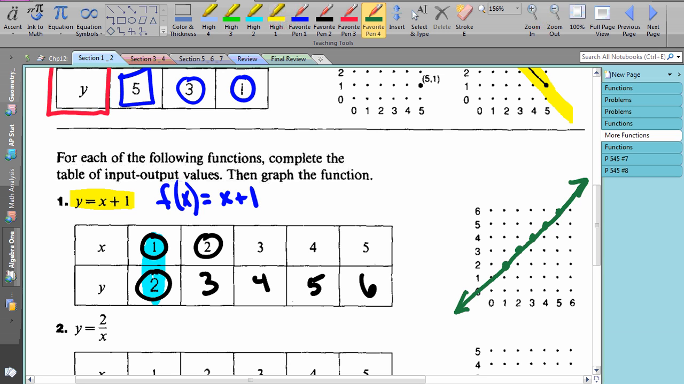Now that line actually goes on forever. Why? Is because we can plug in any x values we want. Positive, negative, decimals, fractions, it doesn't matter. And if I plugged in really, really big ones, it would go way up to the right. If I plugged in really, really small ones, or even negative numbers, it would go way down to the left.